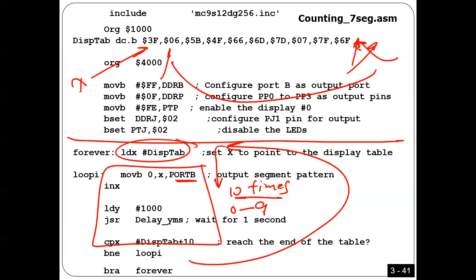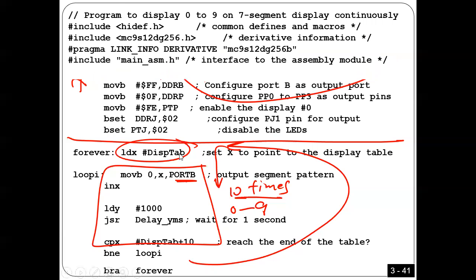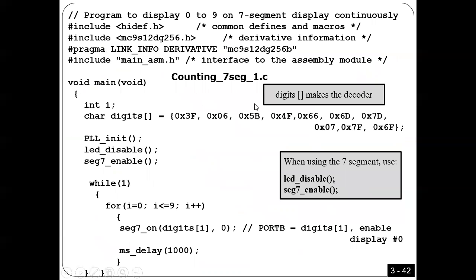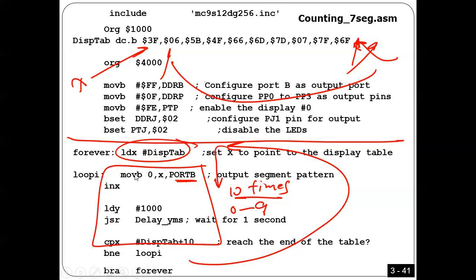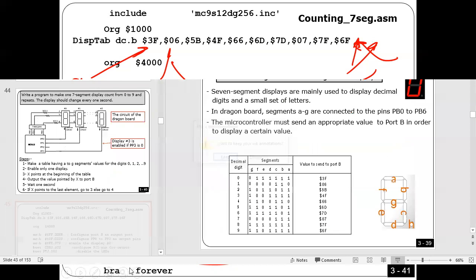Let me show the program before I show the assembly. How can we do the same thing? Sorry, in C. So let's see the program first.